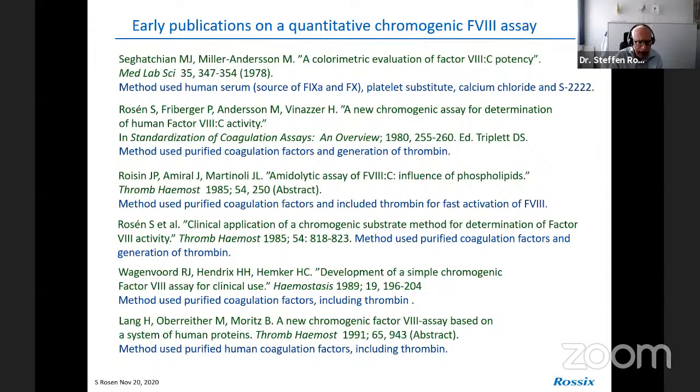And in the meantime, there were also methods published by the Stago group, by Baxter in collaboration with Professor Hemkritz's group in Maastricht, and also by the Immune company in Vienna. And the product they developed was later taken over by Technoclone.